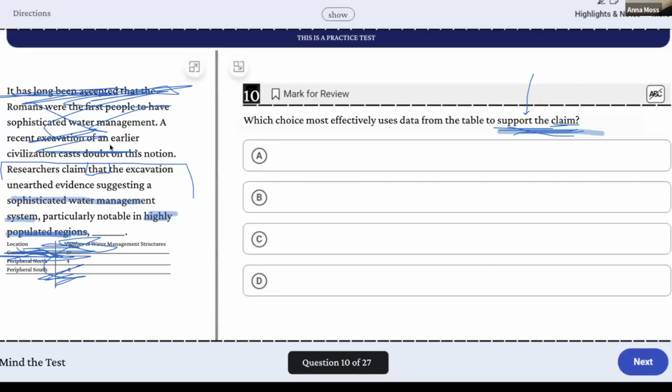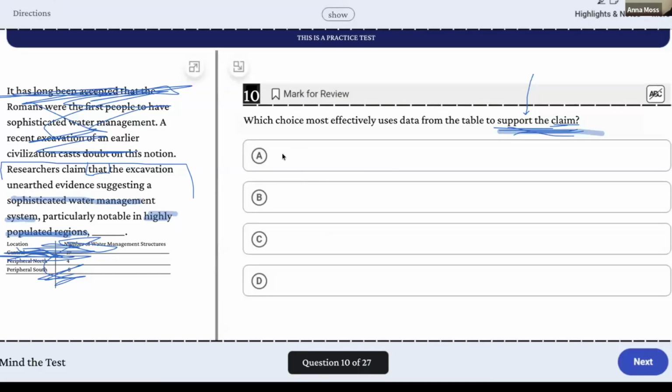All right. So we have ignored everything. We have not read the graph. We have not read the paragraph. We have found the claim. We have highlighted keywords and we have understood the claim. If you don't understand the claim, you may want to read more, right? You can read more. It's okay. It won't kill you. But, all right. So now what we need to do is find an answer that supports sophisticated water management system, highly populated regions.